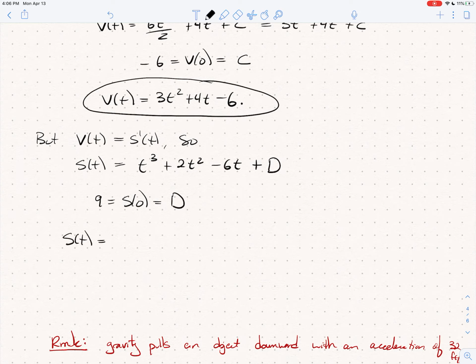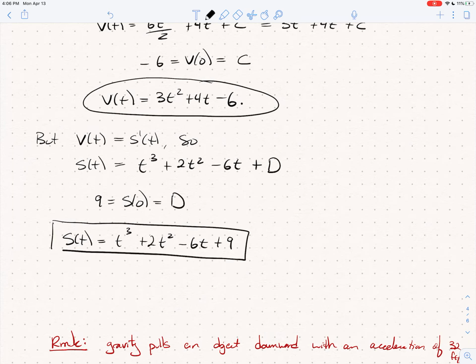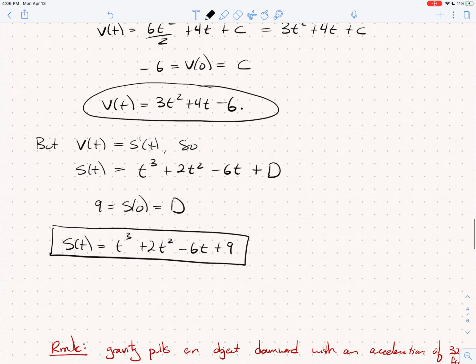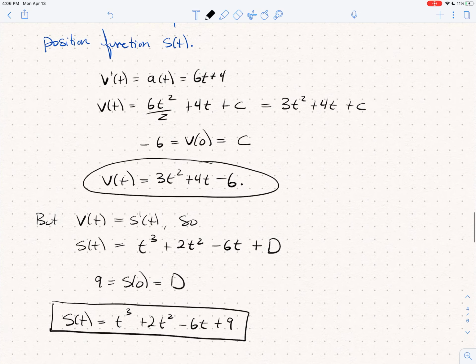So the point is s of t is t cubed plus 2t squared minus 6t plus 9. And that's what we were asked to find. This equation gives me the position of the particle at time t.